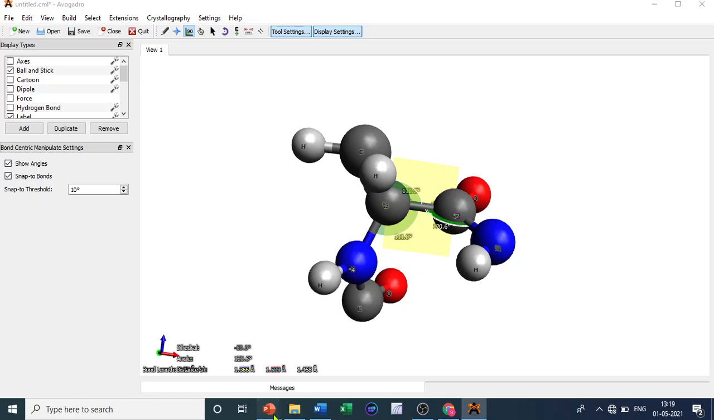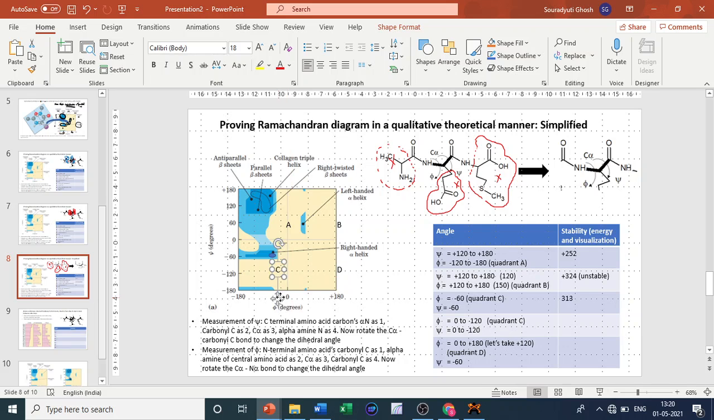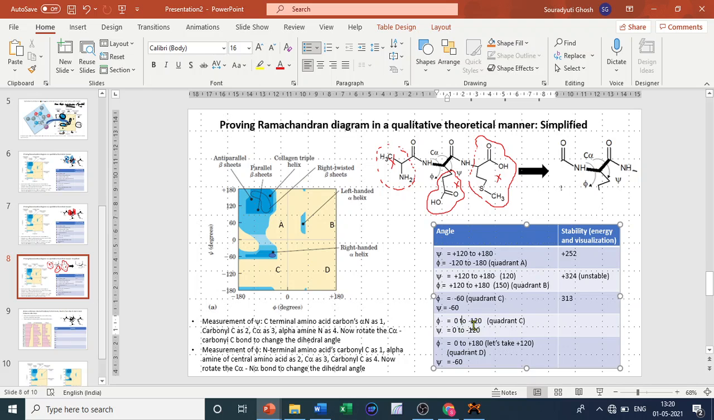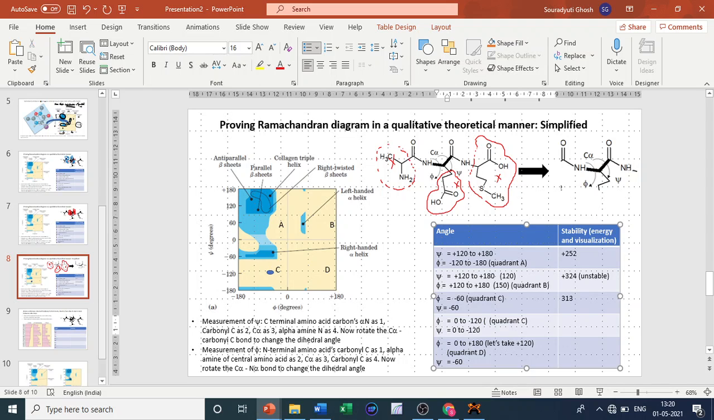Now let's try the next position, that is the next quadrant. We want to try phi to be 0 to minus 120. So we can try this position right here. That is, we can try phi to be, let's say, minus 60 degrees and psi to be minus 120 degrees.